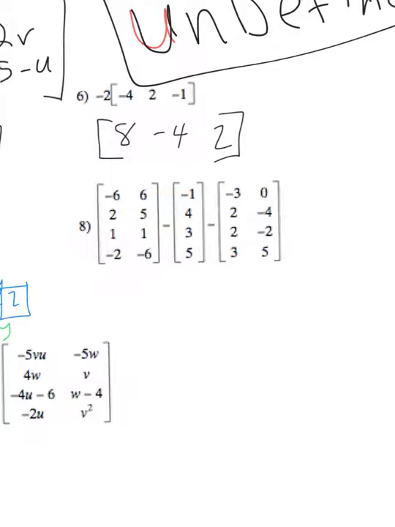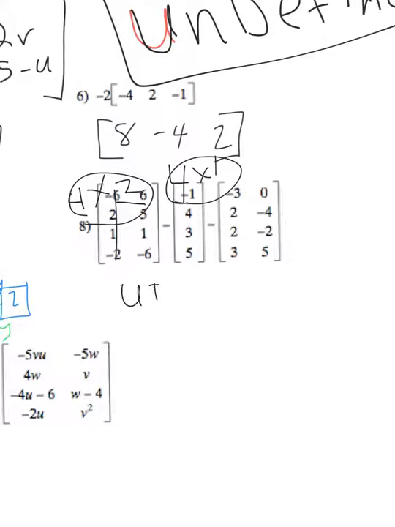So here we have number 8. This one's a 4 by 2. So it's 4 down and 2 across. But this one is a 4 by 1. It's already not going to work. I'm not going to be able to add a 4 by 2 and a 4 by 1, so this one is undefined. I'm just going to abbreviate undefined like that.